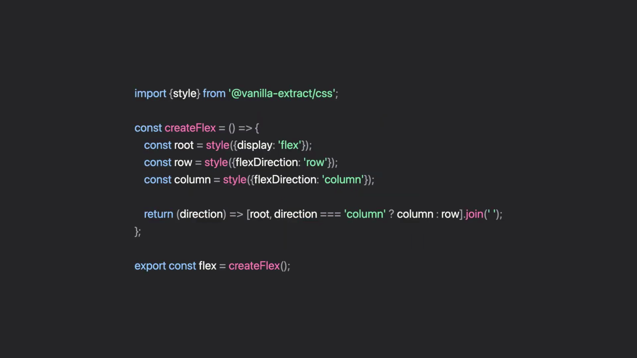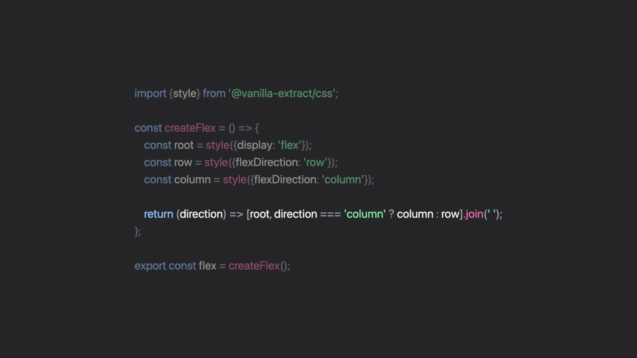Now here is a refactored version of the same code. We've moved all of our logic into a create flex function. This then returns another function which owns the logic of deciding which class identifiers to return. I want you to observe how we've split our logic into two separate parts. One that runs at compile time and creates our styles, and another that performs our runtime logic.